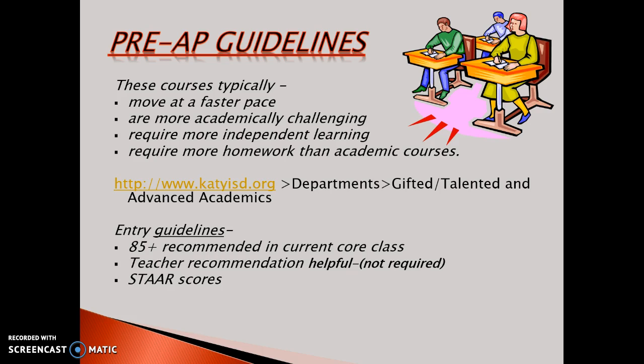There are some pre-AP guidelines. These courses typically move at a faster pace. They're more academically challenging. They require more independent learning, and usually there's more homework than academic courses. If you want to read more information about pre-AP courses, you can visit the Department of Advanced Academics on the KDISD website. Typically, we recommend that you have an 85 or higher in your current core content class.